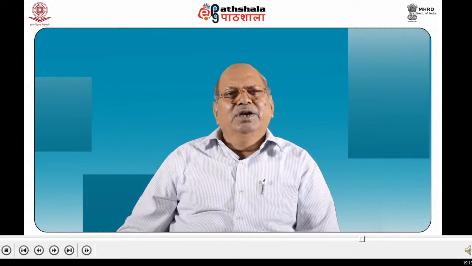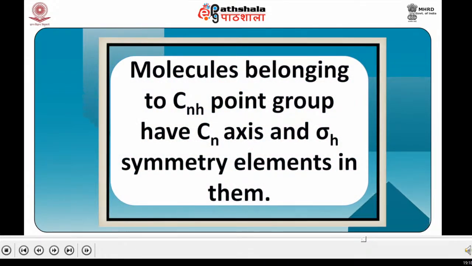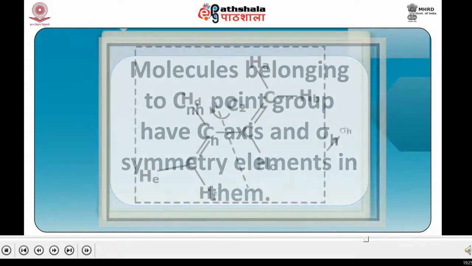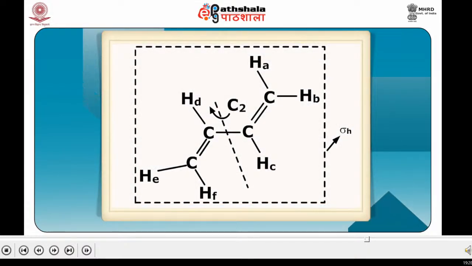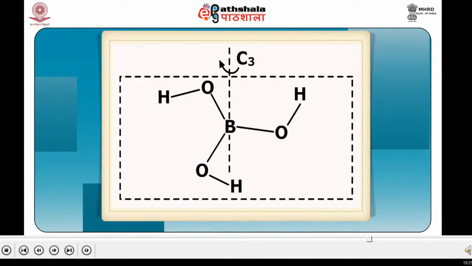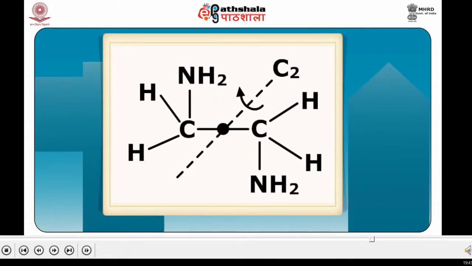So, in this case we are having now an example of CNV. Now, then we have the CNH point group. Molecules belonging to this point group have a CN axis and sigma H symmetry elements in them. Some examples of these point groups are trans-butadiene planar, BOH3 thrice, where all atoms are in plane, trans H2O2, and ethylene diamine as shown.